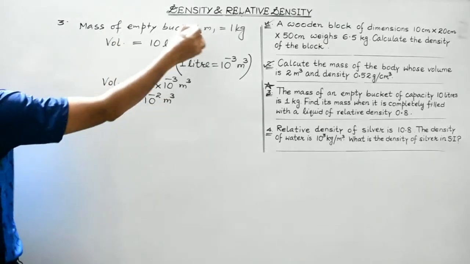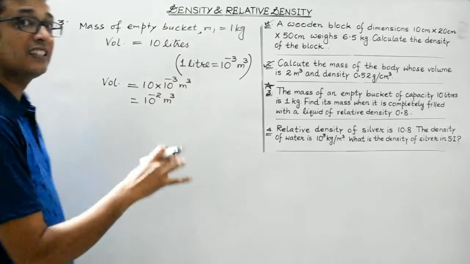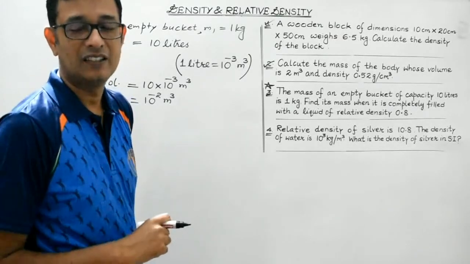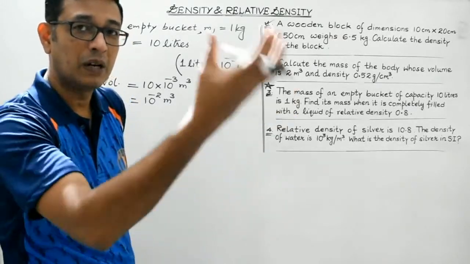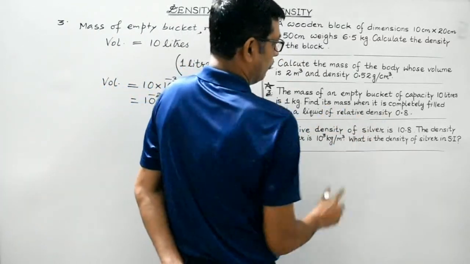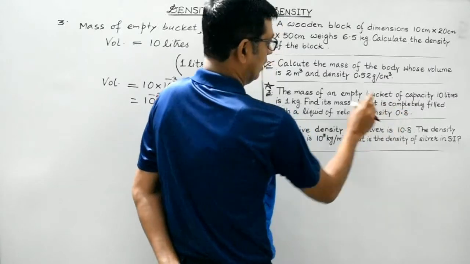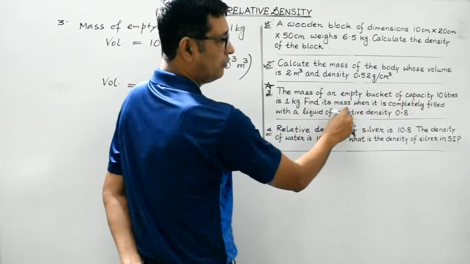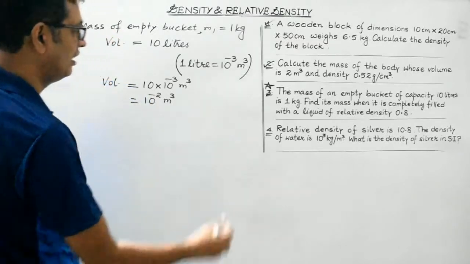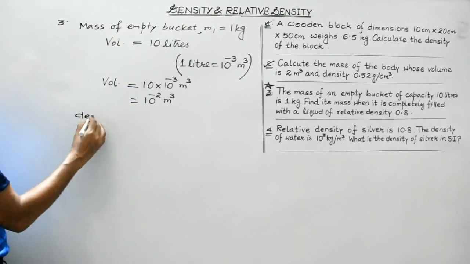So this is the mass of the empty bucket and this is the capacity of the bucket, which is the volume of the liquid which the bucket can store, right? Now, we are supposed to find out the total mass of the bucket when it is completely filled with a liquid of relative density 0.8. Now what will be the density of the liquid then?